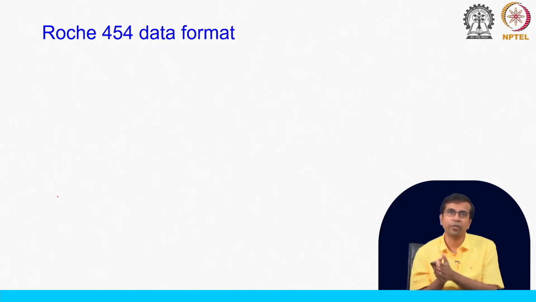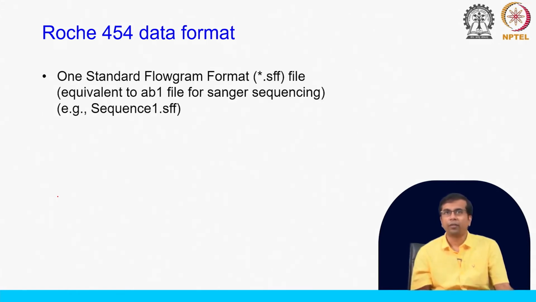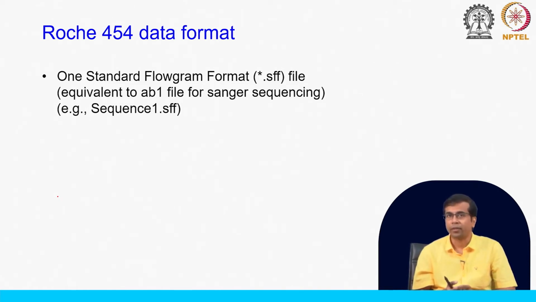Now we can move into the Roche 454 data format. This introduction will be helpful, as we will see for the 454 data format. In 454 you get one standard flowgram format file, which you will see like sequence1.sff or star.sff. Star is the name, you can give any name that you want, and this is equivalent to the AB1 file that we have just seen.